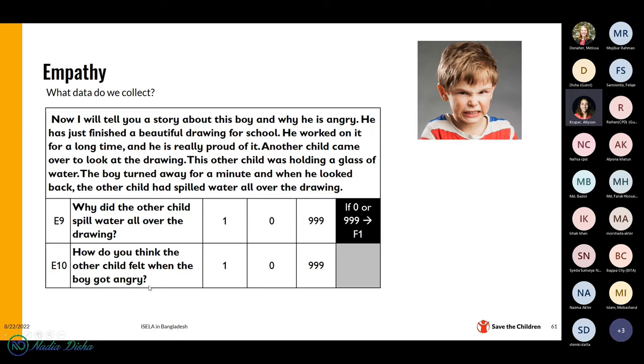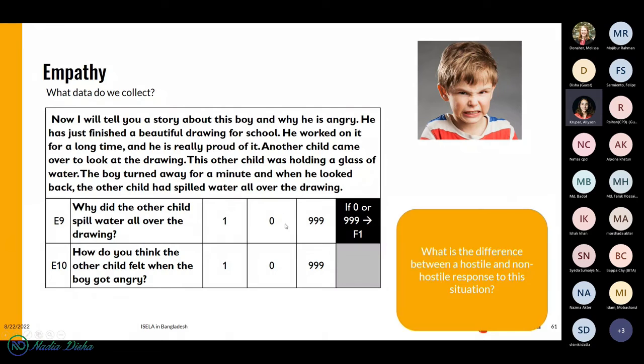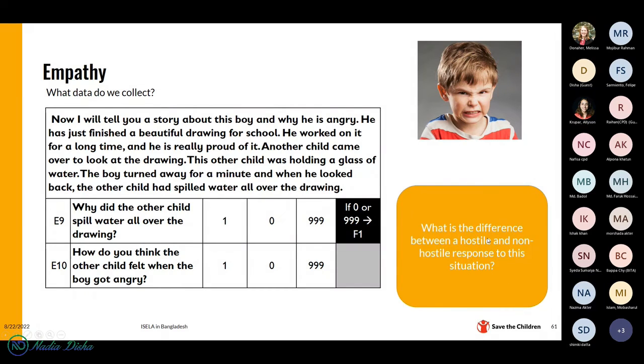And then again, there's that more complex question about how do you think the other child felt when the boy got angry? And so I'll give you some examples of appropriate responses, like they might have felt scared, they might have felt upset, they might have felt sad, they might have felt sorry. And inappropriate responses would be like, they didn't feel anything, I don't know, they felt happy, things like that. So, yeah, Nazma?